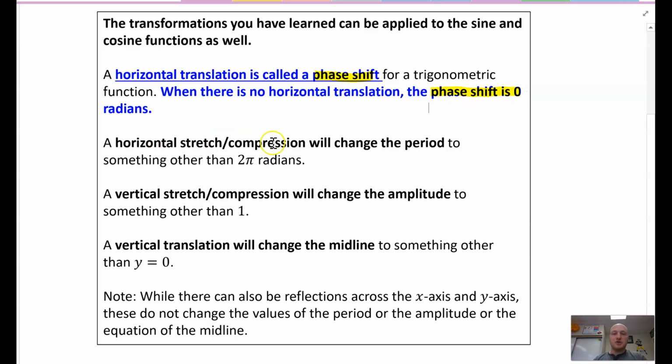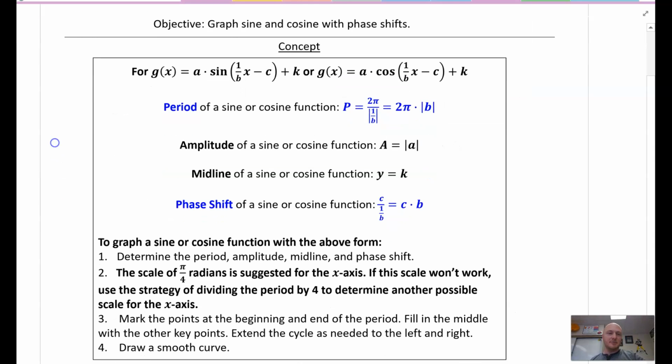Again, horizontal stretch or compression, that's period change. A vertical stretch or compression is indicative of your amplitude. And then a vertical translation will occur because your midline is changing, okay? And again, we do have to worry about reflections. But we're pros. We've done this a million times.